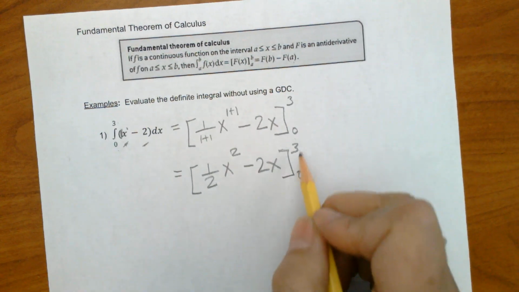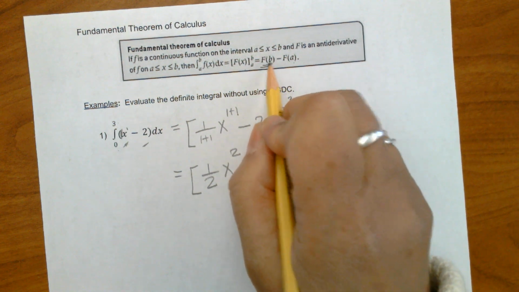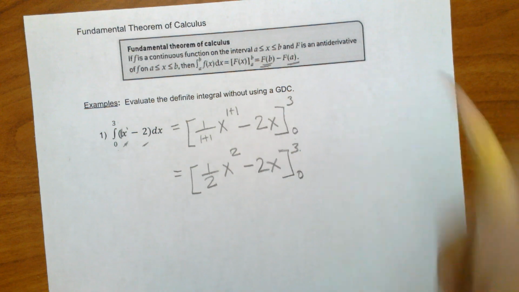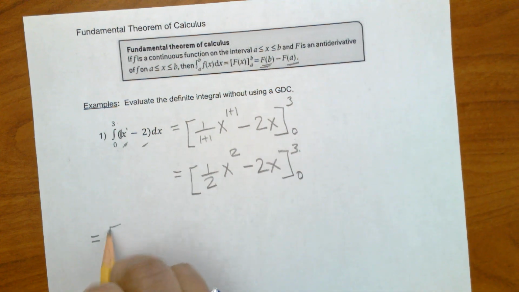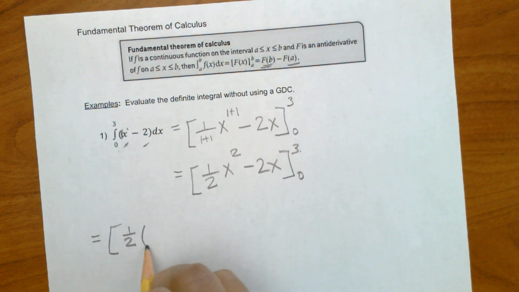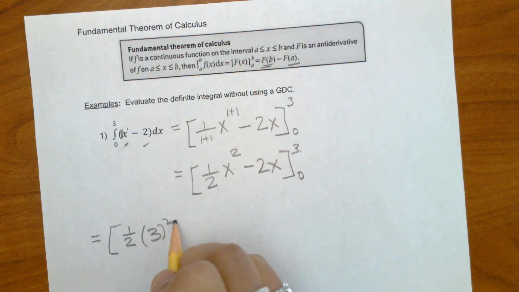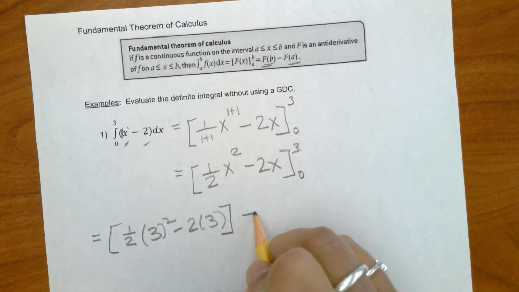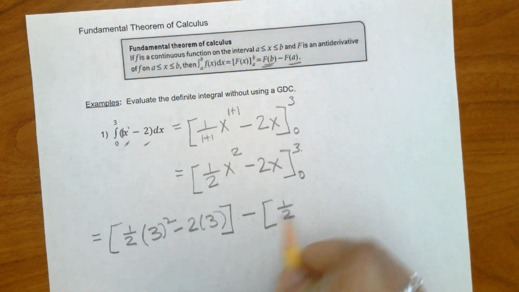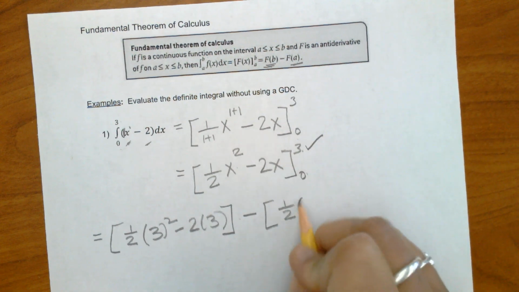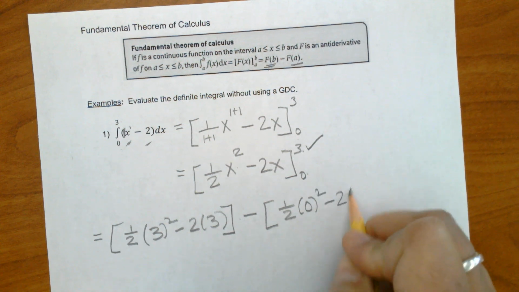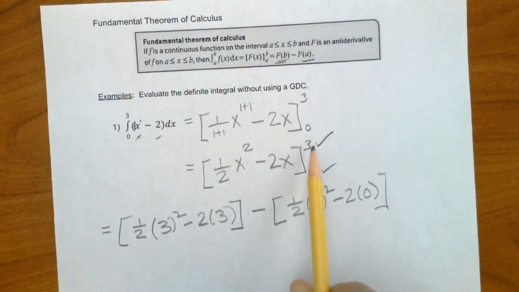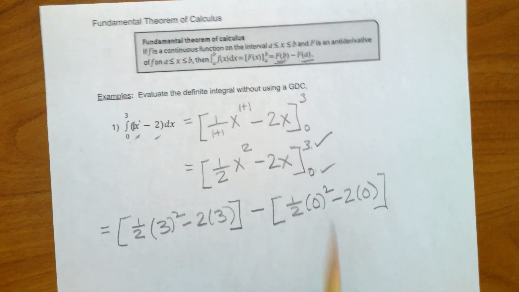Okay. So I need to substitute 3, and that's what this says. Put b into the original function, and then put a into the original function and subtract them. What does that look like? So it's going to be 1/2 times 3 squared minus 2 times 3, brackets, minus 1/2. So I did the 3. Now I need to use 0. 0 squared minus 2 times 0. And then I did the 0. It's always the top one inserted first and then that bottom one.